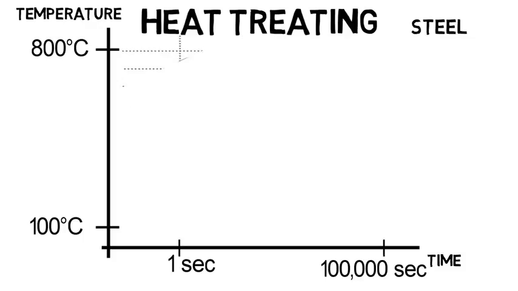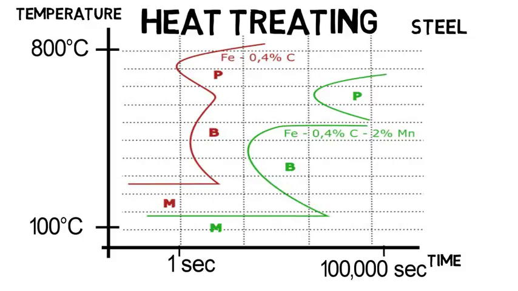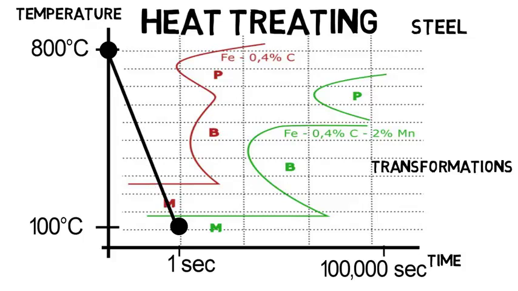Then on the graph, you'd be given something like this. Don't even worry about what these are right now, just realize these are the different transformations the material can go through. Different materials have different looking graphs, just like this red and green curve actually represent 2 different steels. So let's say we heat up steel to about 800 degrees Celsius and start there. Then we cool it to 100 degrees Celsius in 1 second, so very quickly.